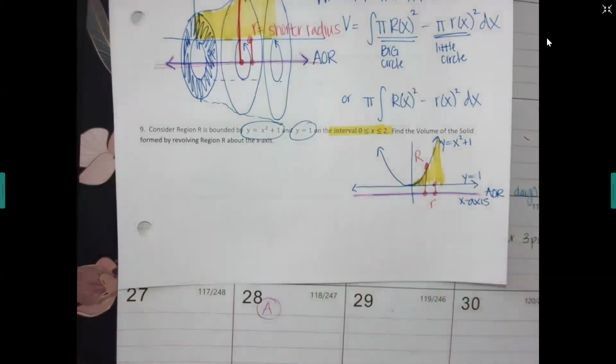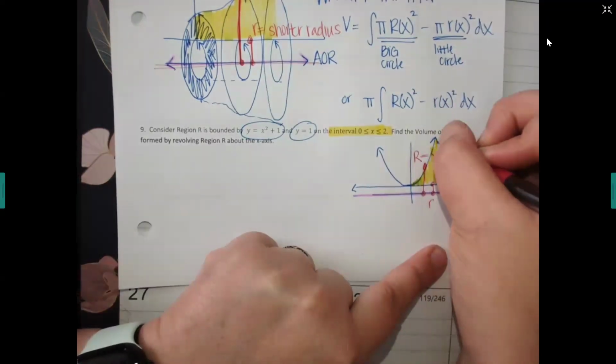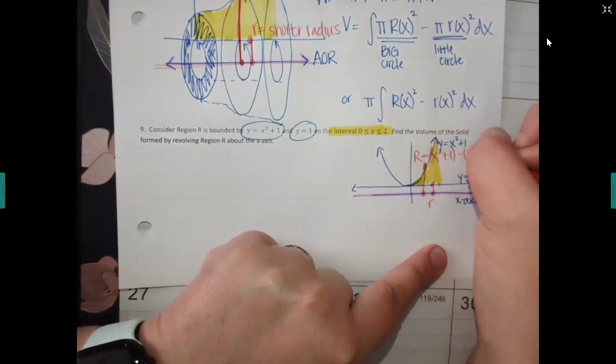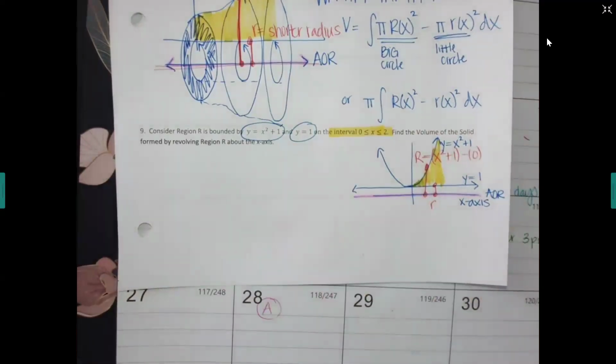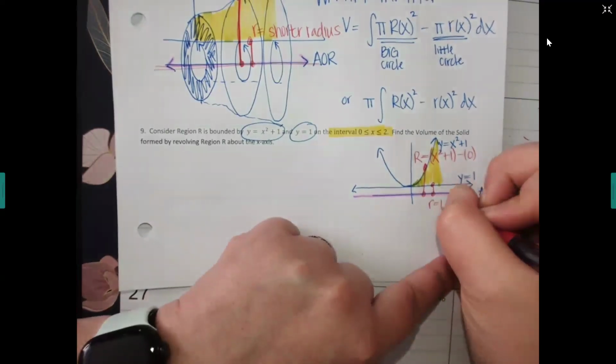So big R should reach to the farther away function. Little r should go to the closer one. But they're both top minus bottom. So for big R, what's the top of the radius touching? What function? X squared plus 1. And what's the bottom of that one touching? The x-axis, which means that it would be x squared plus 1 minus 0. For little r, what's the top of it touching? 1, and what's the bottom of it touching? So it'd be 1 minus 0.